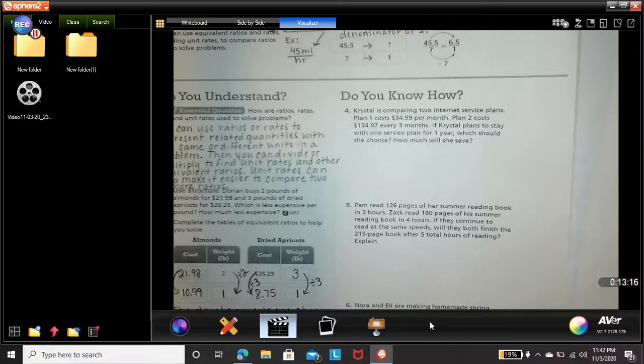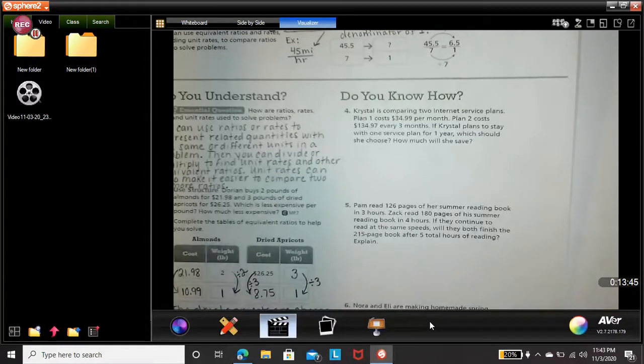In question number 4, Crystal is comparing 2 internet service plans. Plan 1 costs $34.99 per month. Plan 2 costs $134.97 every 3 months. If Crystal plans to stay with one service plan for 1 year, which should she choose, and how much will she save?